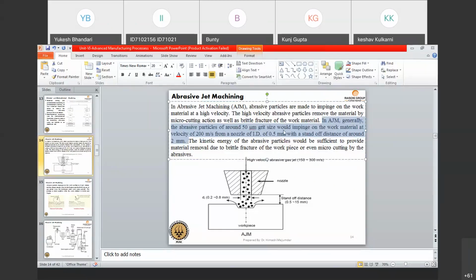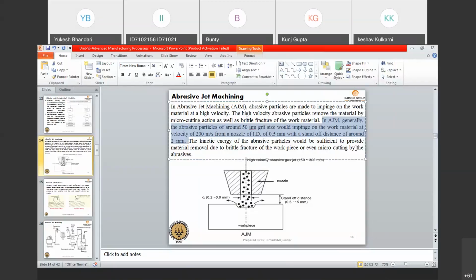As I already told, the abrasive is impinged on the work surface at a very high velocity. So how much is the velocity? It is 200 meter per second. That abrasive comes from a nozzle. What is the inner diameter of the nozzle? It is 0.5 mm. And what is the stand-off distance? Stand-off distance is 2 mm.